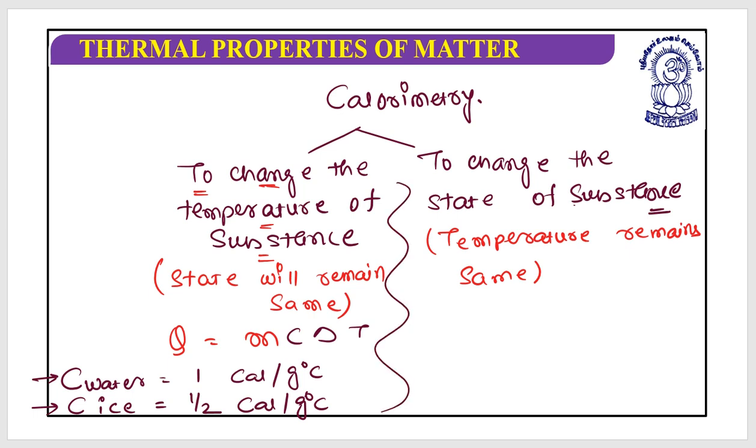While if you want to perform the change in the state, who will perform this task? This task will be performed by Q equals ml. I hope you remember each term: m is the mass of the substance, c is the specific heat capacity, and delta T is the change in temperature. You understood this. Now, here Q equals ml, where L is the latent heat.